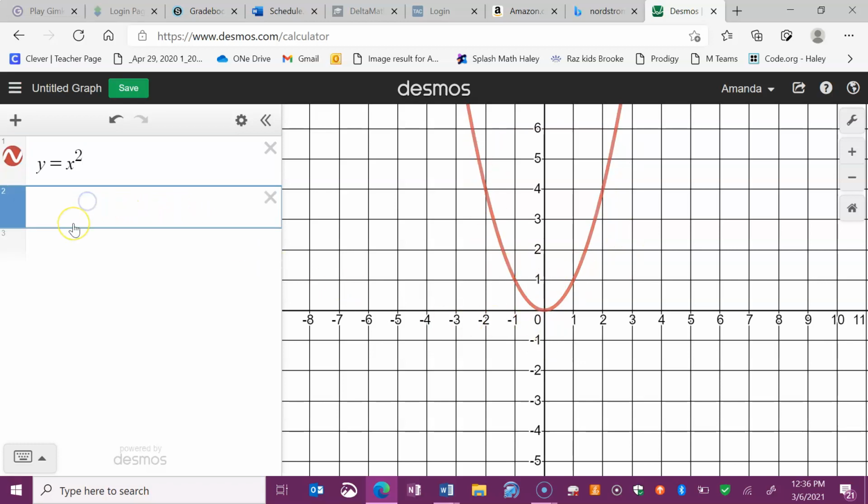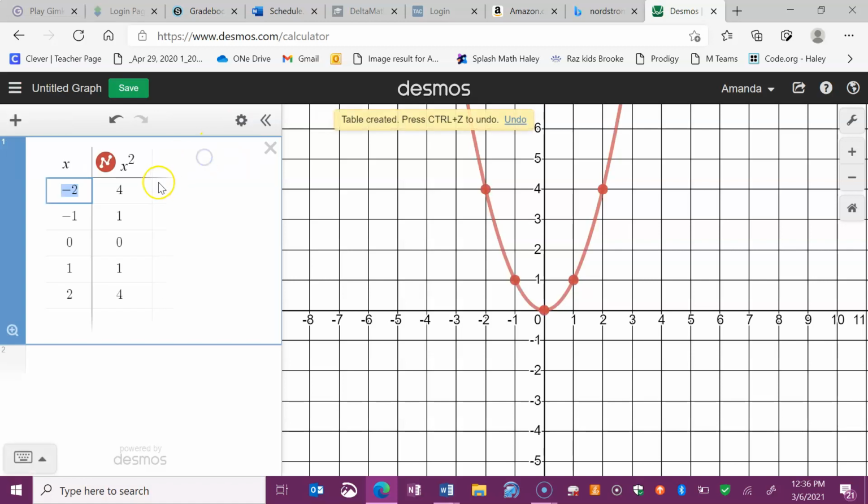A linear equation, remember, is y equals something like x plus 3. That's going to just create a straight line, okay? But a quadratic, so anything that is raised to the second power, where the highest exponent is 2, is going to have some type of U-shape. And I want you to think about why.